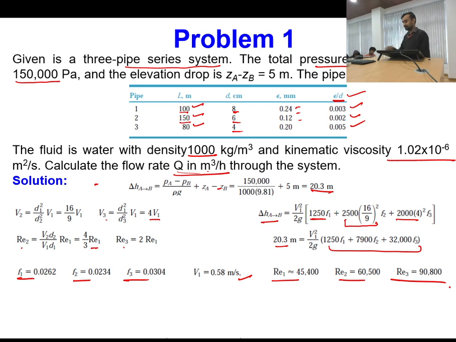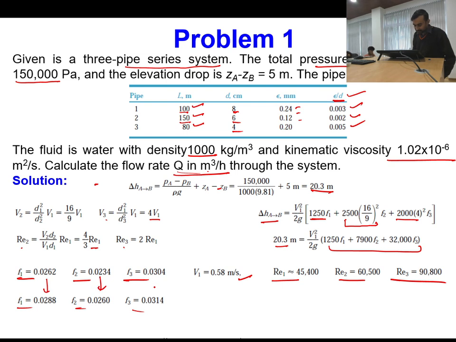Is this clear? So these are the new values of f1, f2, f3, which also include the dependence on Reynolds number. Now see one clear indication: in all cases, the values of friction factor have increased. What is the meaning of that? We have moved from the fully rough turbulent region to the region where the friction factor is dependent upon Reynolds number. So I have entered the portion of the Moody diagram where the friction factor increases when we decrease the Reynolds number. That's why all these values have increased.